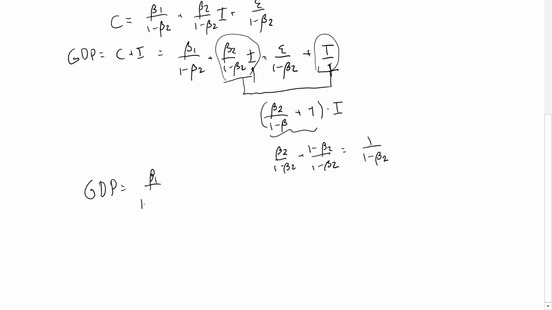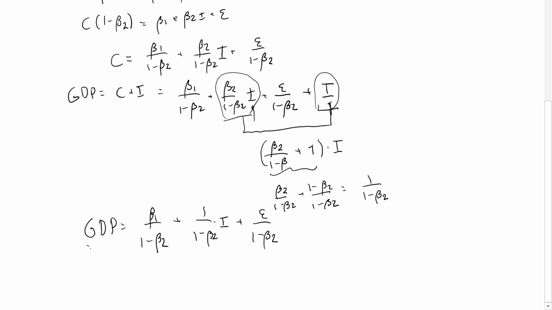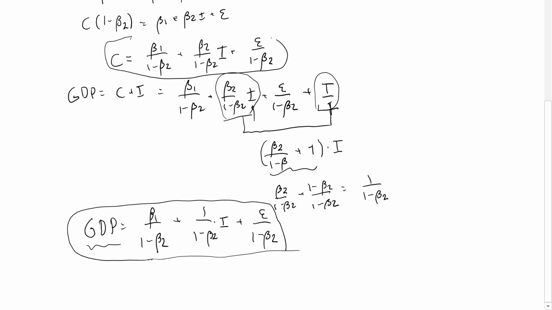Combining this, we have beta 1 over 1 minus beta 2, plus this 1 over 1 minus beta 2 times I, plus epsilon over 1 minus beta 2. That is the second reduced form equation. It is reduced form because I have a dependent variable on this side. I have no dependent variables on the other side. Only an exogenous variable I. So this is the second reduced equation, and this is the first.